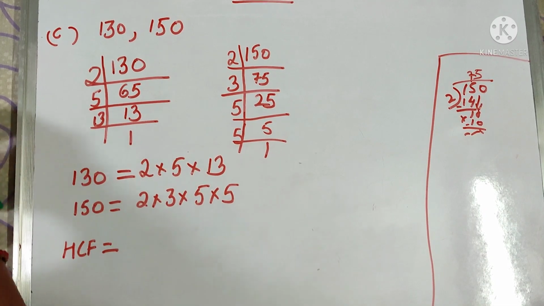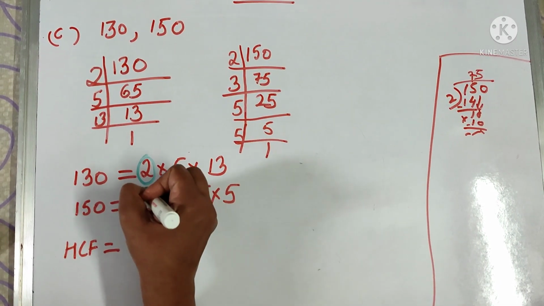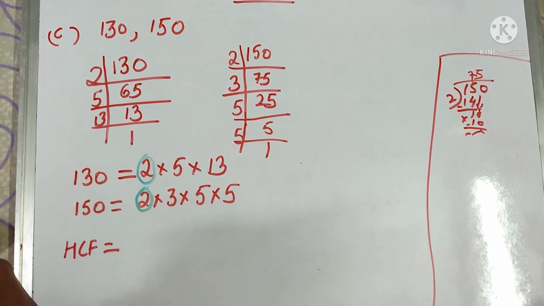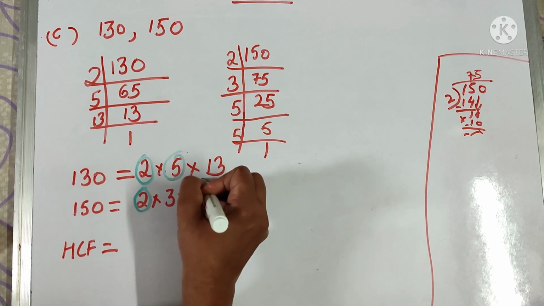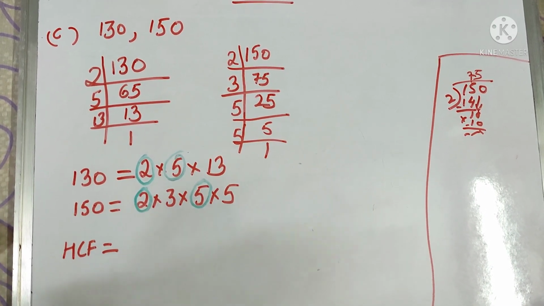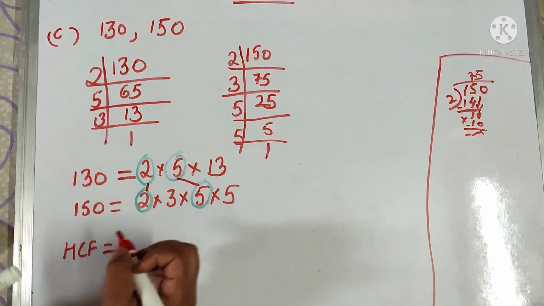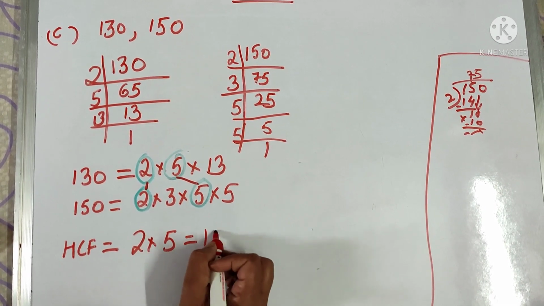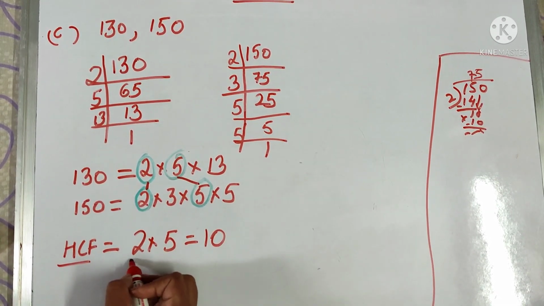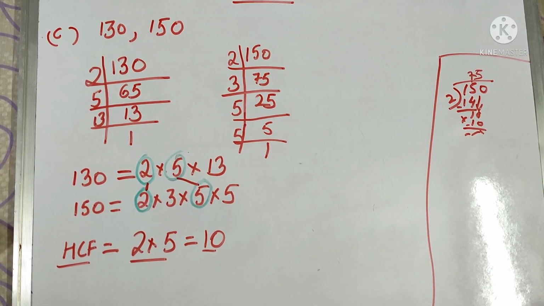So what are the common factors? 2 is a common factor, and 5 is a common factor. That means the product of the common factors, this and this, is 2 into 5. So what did I get? 10. HCF is equal to the product of common factors and it came out to be 10. Okay. In this way, we do it by the prime factorization method.